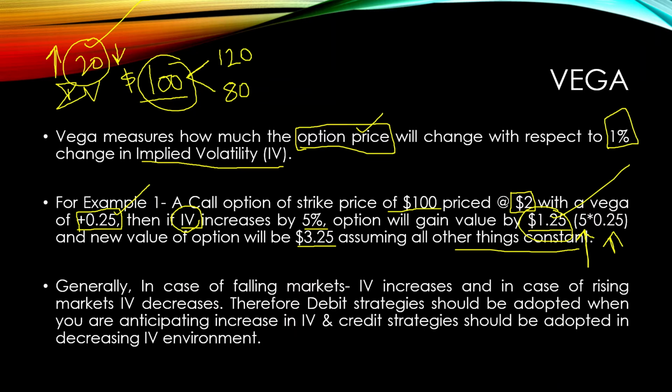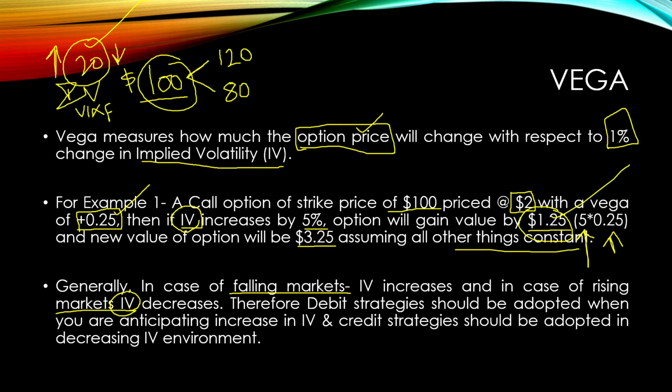Generally in case of falling markets, when there is fear in the market, markets are falling like anything, then IV increases. And in case of rising markets, when bull markets start increasing, then the IV decreases because the fear subsides in the market. So IV is sometimes called VIX and it is also called the fear index.